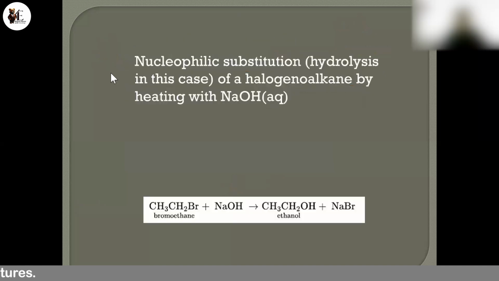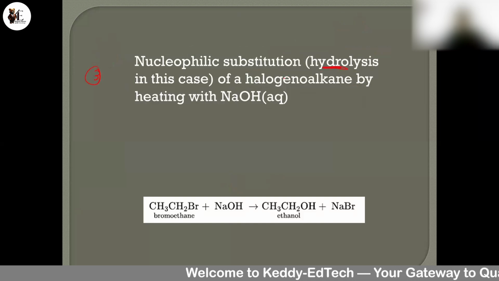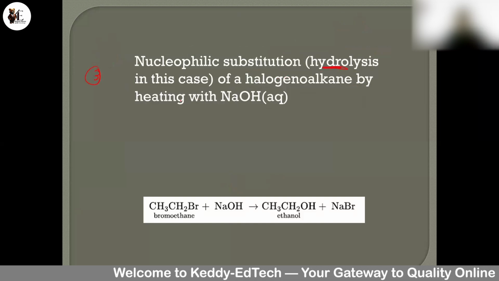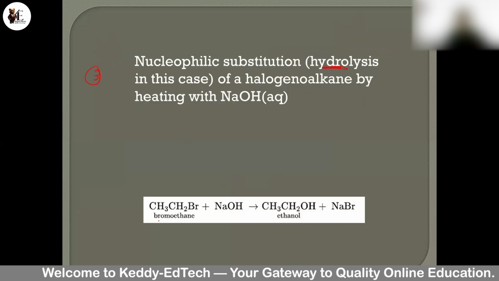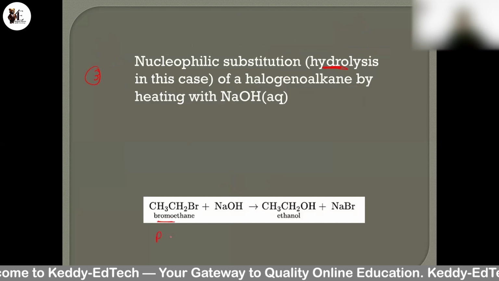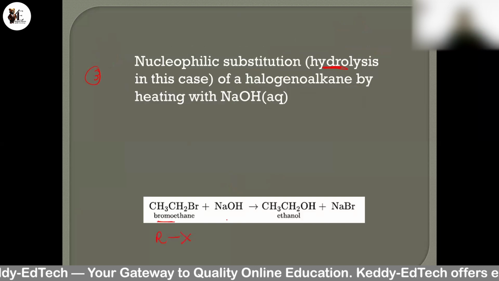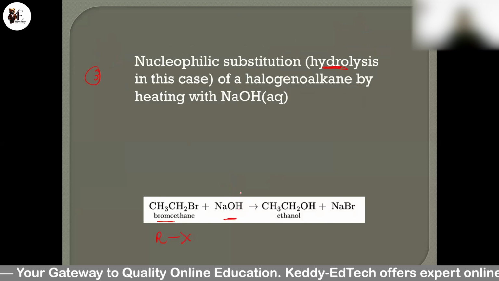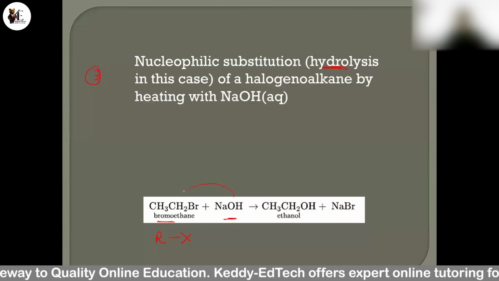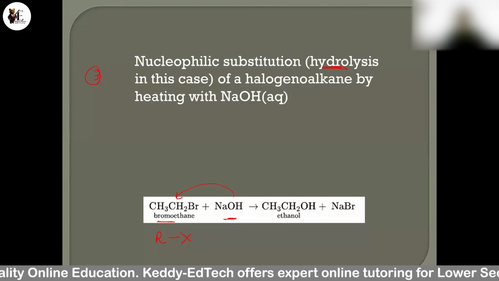The next reaction, this is your third reaction, is nucleophilic substitution, that is hydrolysis in this case. Substitution by water. That's why it is written as hydrolysis of a halogenoalkane by heating with NaOH. When you heat your RX molecule, where R is an alkyl group and X is a halogen, with NaOH, a substitution reaction will take place. OH minus comes at this carbon. It will attack at this carbon.